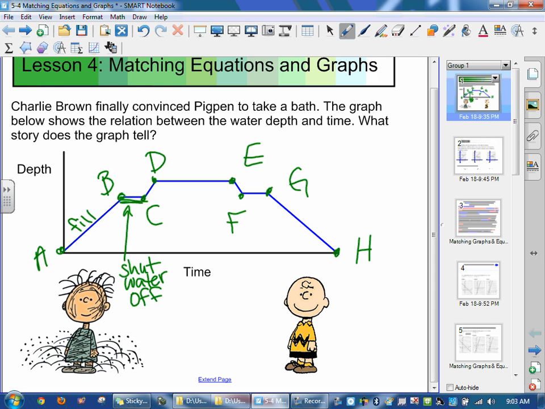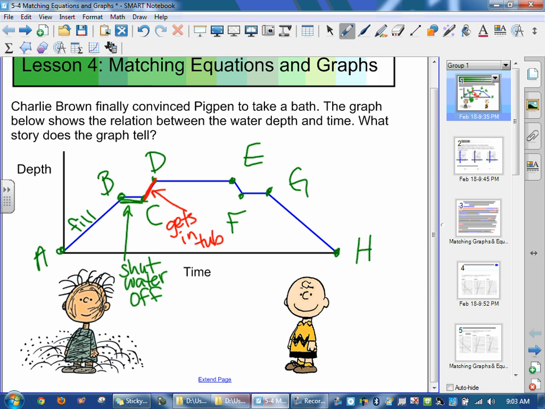Okay, what's happening on the next part? What's happening right here, C to D? Yeah, it's getting in the tub. Remember, whenever you get in the tub, the water raises, right? Because you're taking up space. So, from C to D right there, he gets in the tub.